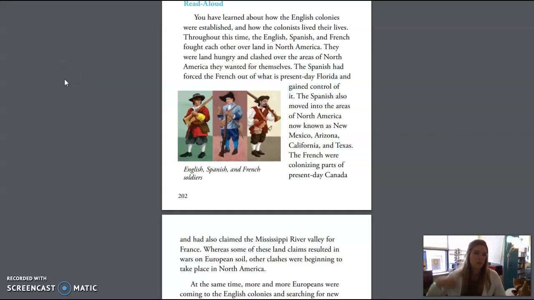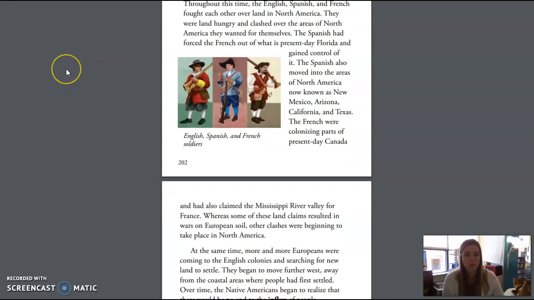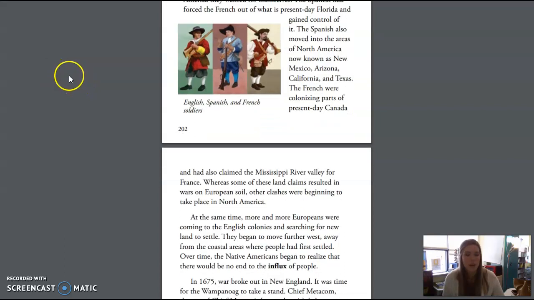The Spanish had forced the French out of what is present-day Florida and gained control of it. The Spanish also moved into the areas of North America now known as New Mexico, Arizona, California, and Texas. The French were colonizing parts of present-day Canada and had also claimed the Mississippi River Valley for France. This is an image of the English, Spanish, and French soldiers.